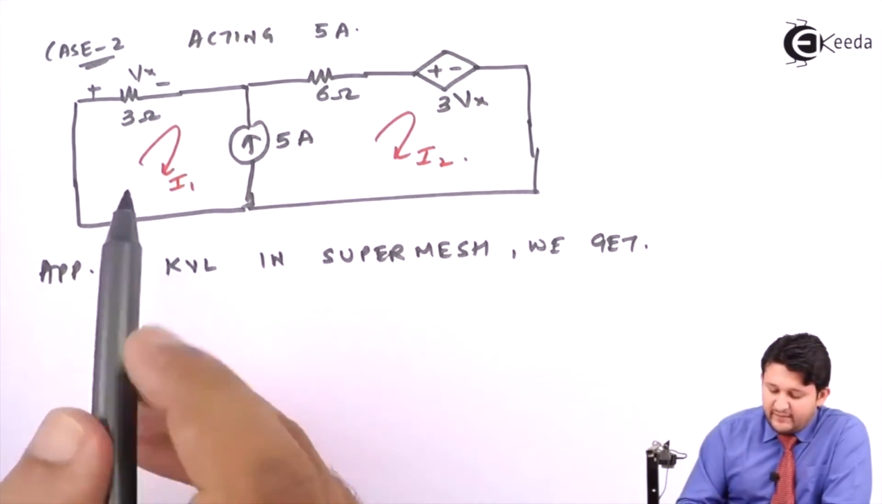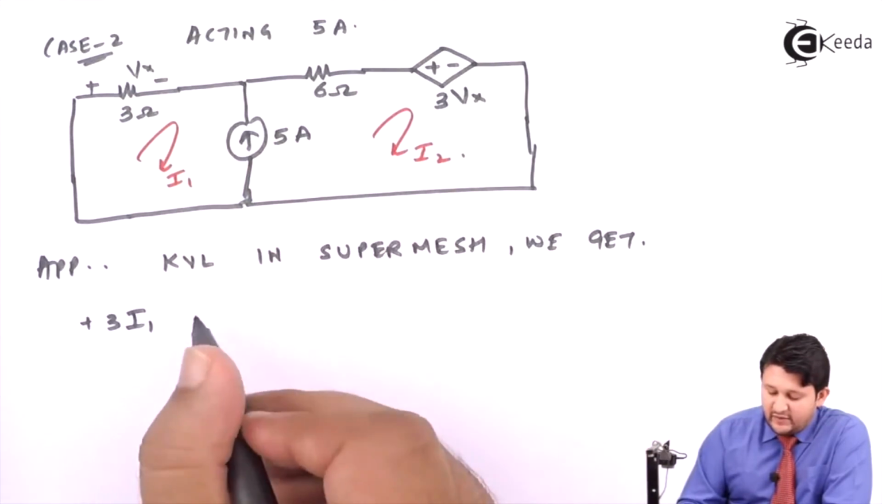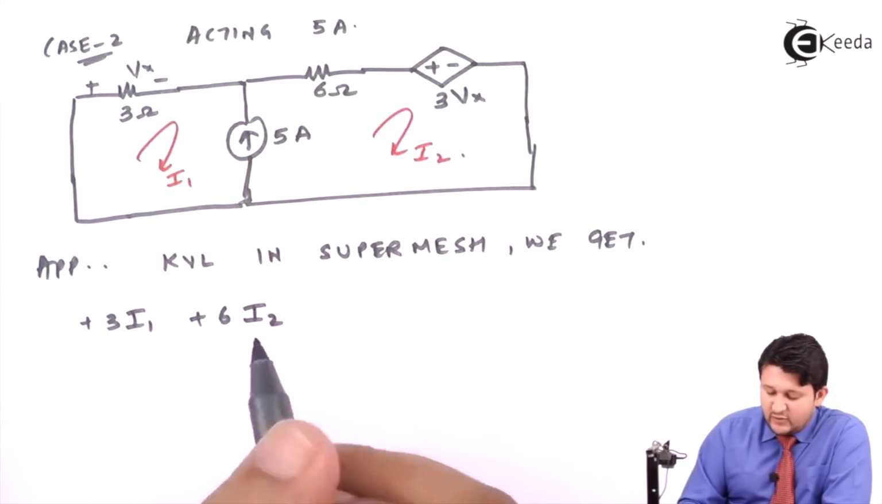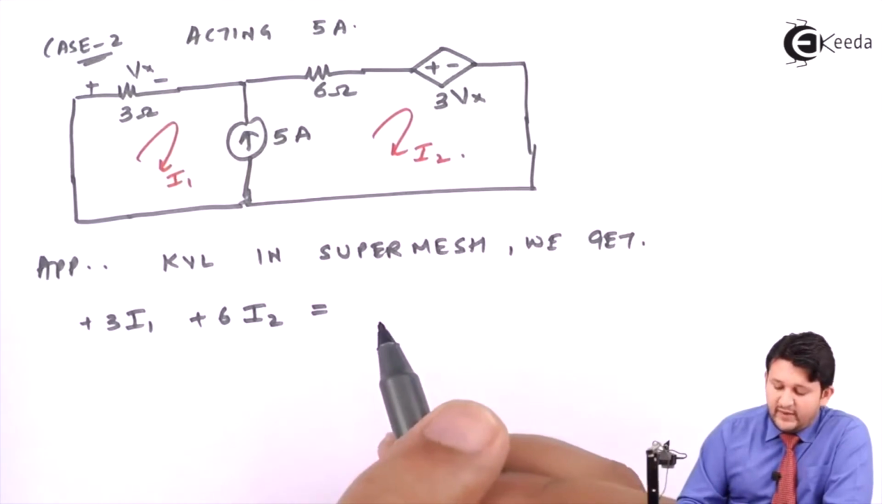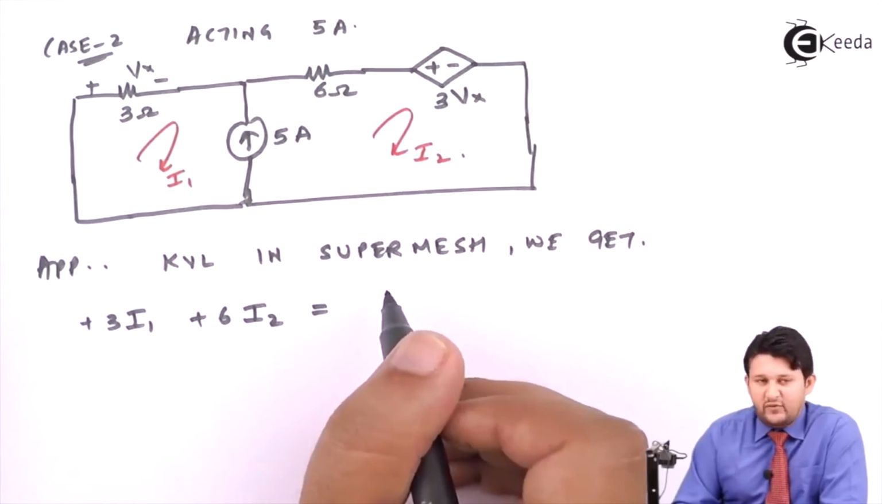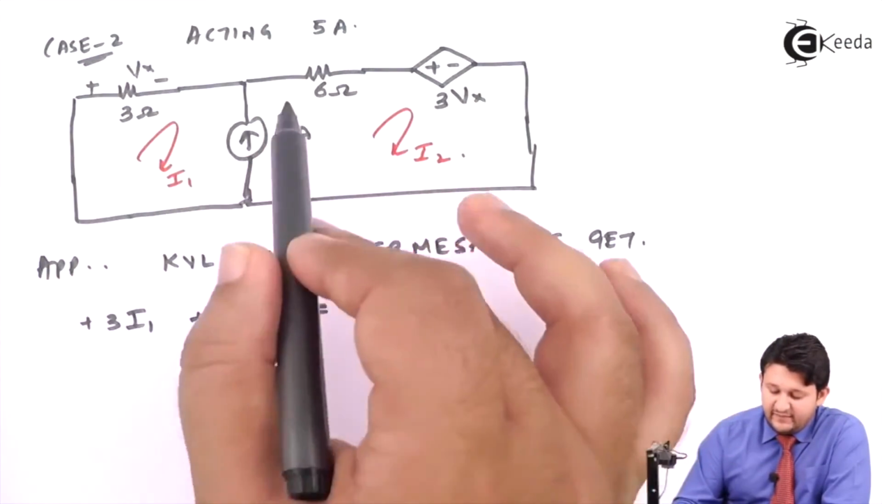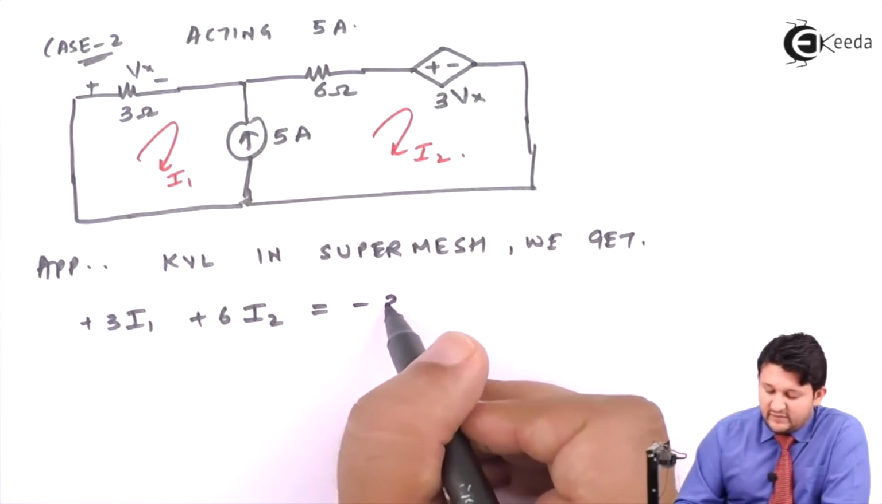So the equation will be 3i1, and for I2 it is 3 plus 6, so this will be plus 6i2. Any other current? No. Put equal to. If you write equal to, my dear friend, on the equal to side there should be only voltage. So is this a voltage? No, this is only a dependency. There is a voltage, current is positive, so it will be minus 3Vx.